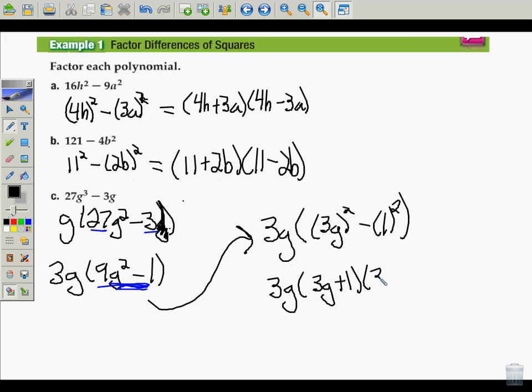Just remember the main idea here is that we have that a squared minus b squared, and if you ever have something written as something squared minus something else squared, you can factor it to be a plus b times the quantity of a minus b.